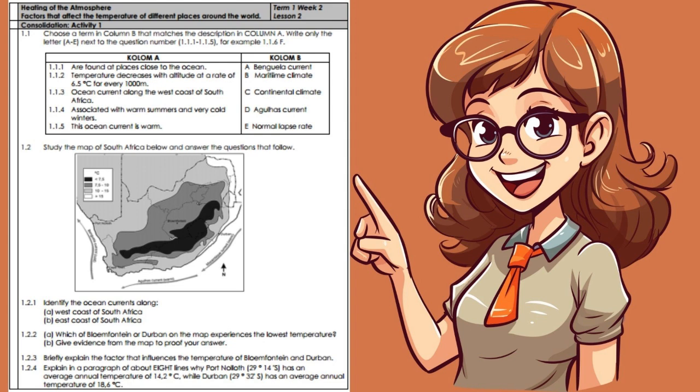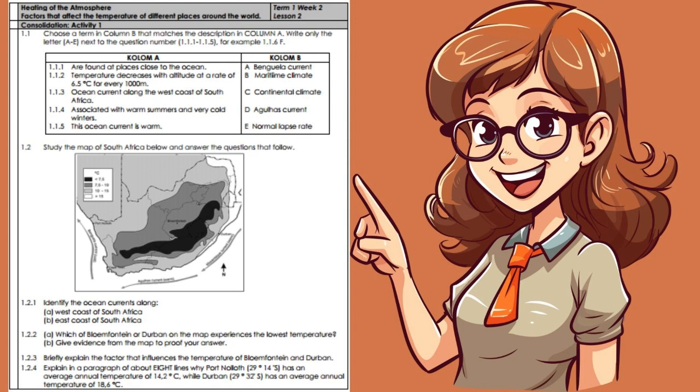Column A. Column B. 1.1.1 Found at places close to the ocean. 1.1.2 Temperature decreases with altitude at a rate of 6.5 degrees Celsius for every 1,000 m. 1.1.3 Ocean current along the west coast of South Africa. 1.1.4 Associated with warm summers and very cold winters. 1.1.5 This ocean current is warm. A. Benguela current. B. Maritime climate. C. Continental climate. D. Agulhas current. E. Normal lapse rate.